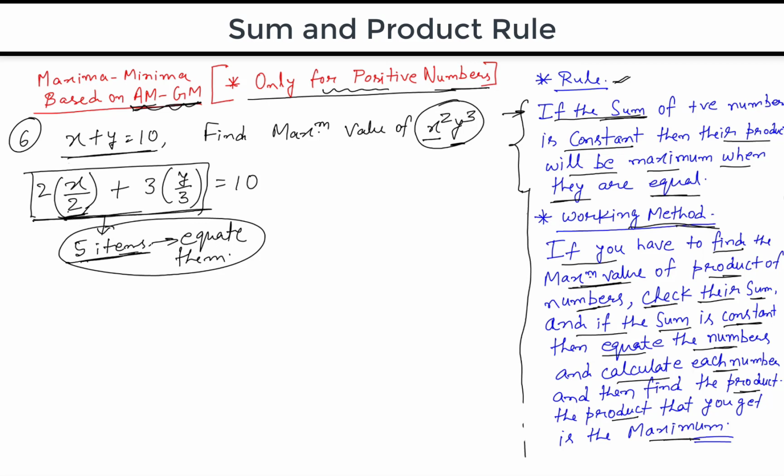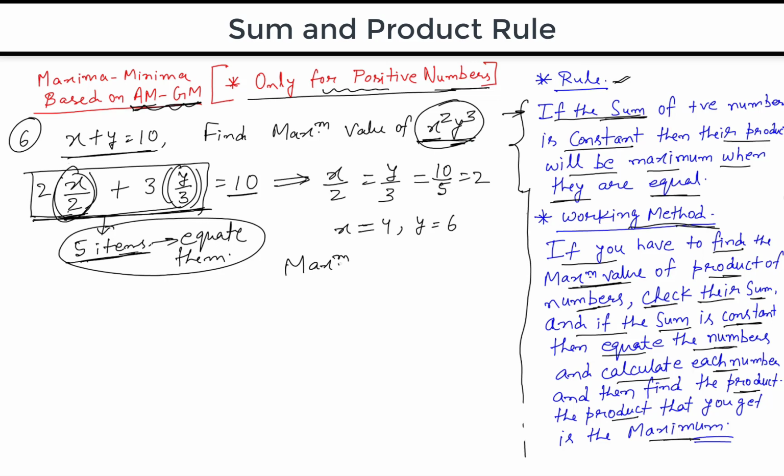So after taking this, you will straight away say that you have to have x by 2 equal to y by 3. These items should be equal. And each one of them will be equal to, this 10 was the sum of these 5 quantities, so each one of them will be 10 by 5, which is 2. So you get the required value of x as 4 and y as 6. So the maximum value of the product that we need, maximum x square y cube, will be 4 square into 6 cube. So nothing else has to be done.